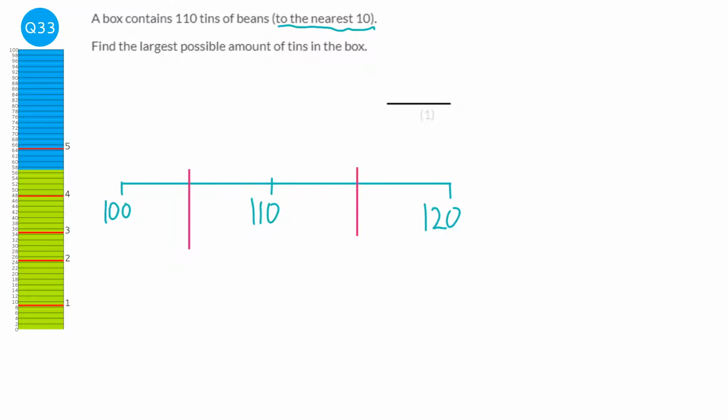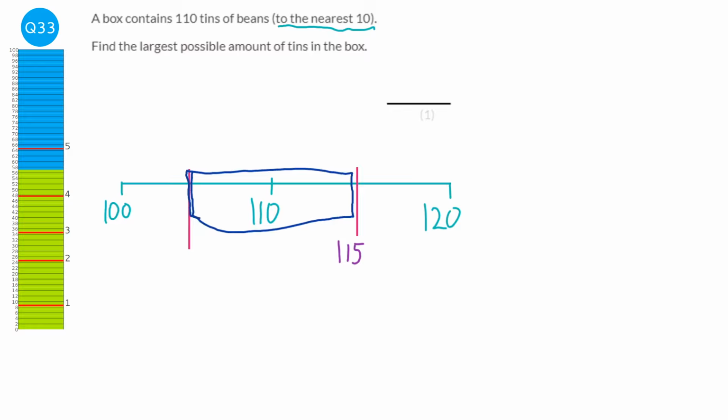If the number is on the cutoff point, which we can see is going to be 115, then we know it would round up. So we need to find the biggest number in this part here, and it includes this line actually, so it includes this line.